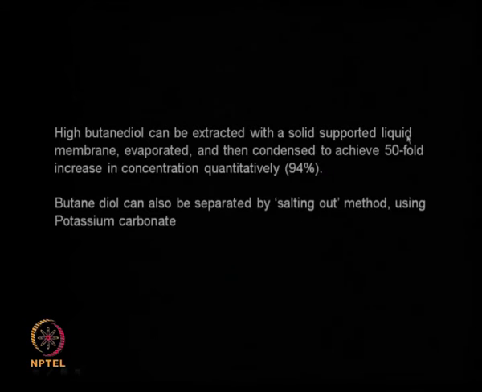You can also use a solid supported liquid membrane for extracting, and then later on you can remove the liquid membrane so that the butanediol is extracted. So, this is a very good process. You can extract almost 94% of the butanediol. You can also use a salting out technique by adding potassium carbonate. So, I add potassium carbonate, and because of the changes in the solubility, butanediol precipitates out. So, that is another technique.